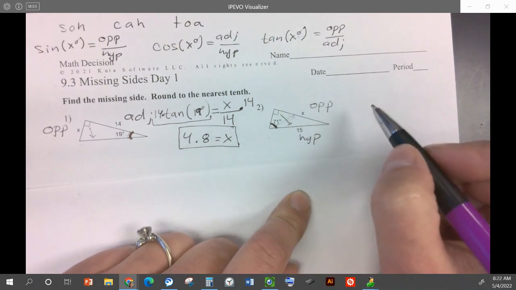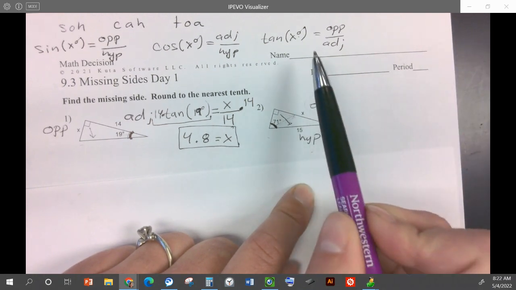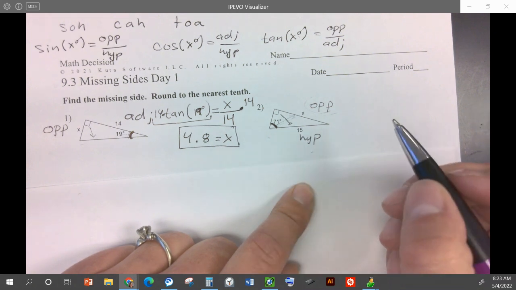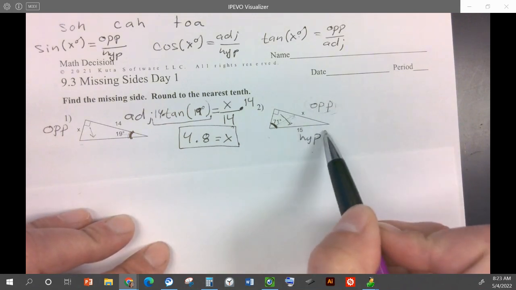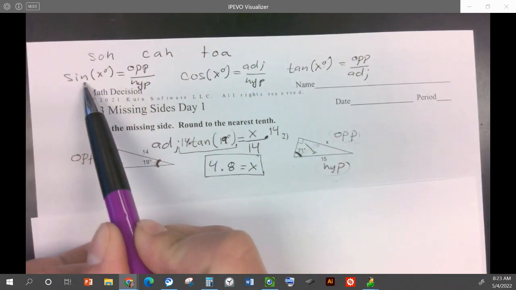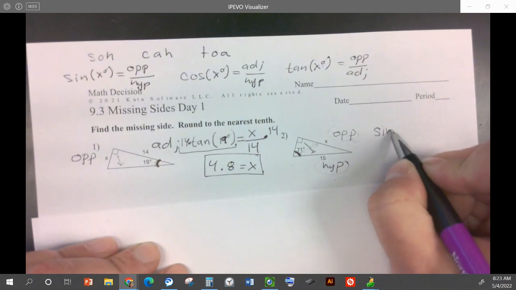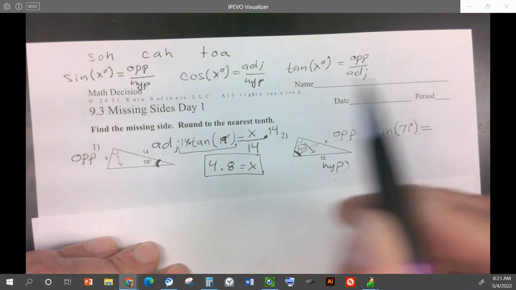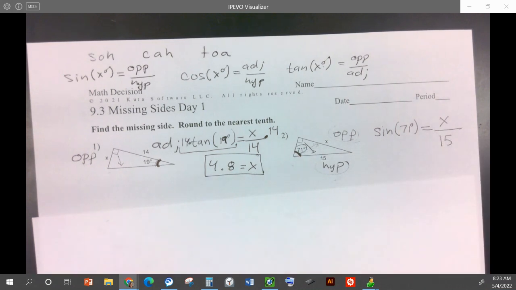All right, so now we have the opposite side and the hypotenuse. Which trig function should we use? Good. How do you know that? Because it's opposite and hypotenuse. Perfect. So you just have to match. We have the opposite side, we have the hypotenuse. This is the only trig function that matches the opposite and the hypotenuse. So we'll go ahead and fill that in. Sine of the angle always goes in here, is the opposite side length, which is x, we don't know that, over the hypotenuse, which is 15.